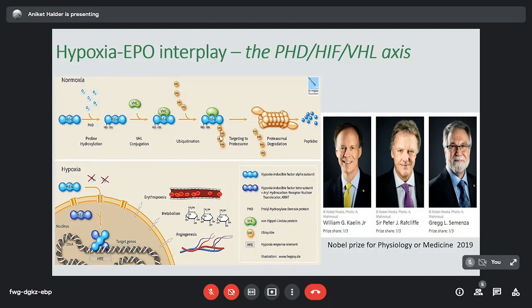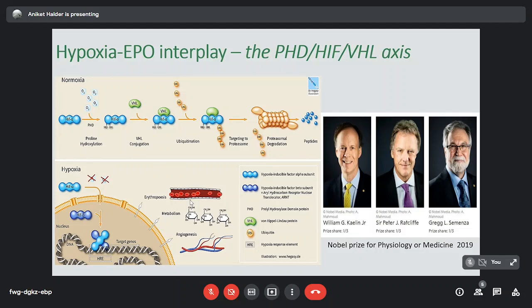In hypoxic condition, when oxygen is not available, what happens is that this proline hydroxylation of the HIF alpha molecule by the PHD protein does not take place. So HIF alpha molecule is free. It then translocates into the nucleus, binds to the HIF beta molecule, and then this dimer binds to the HRE segment, which acts as the promoter for different target genes, including increased production of erythropoietin.